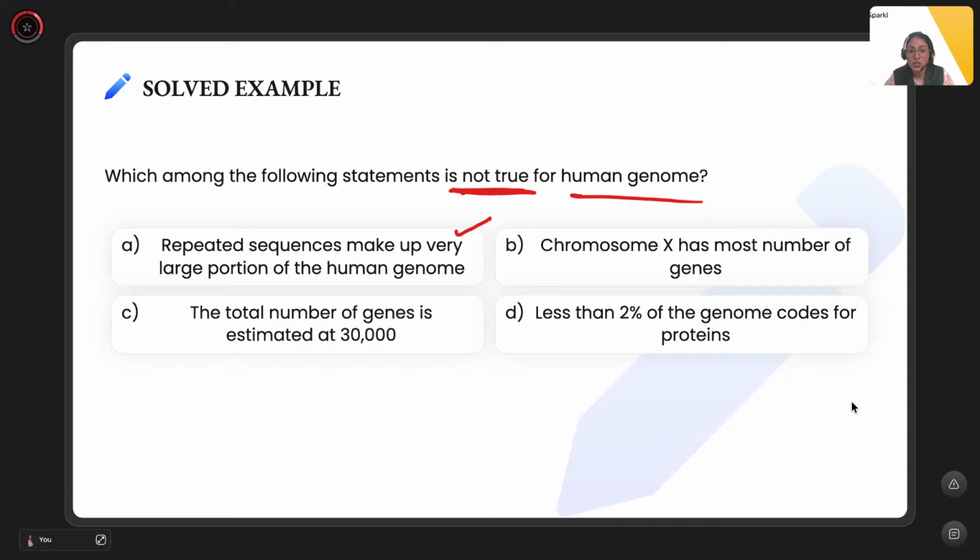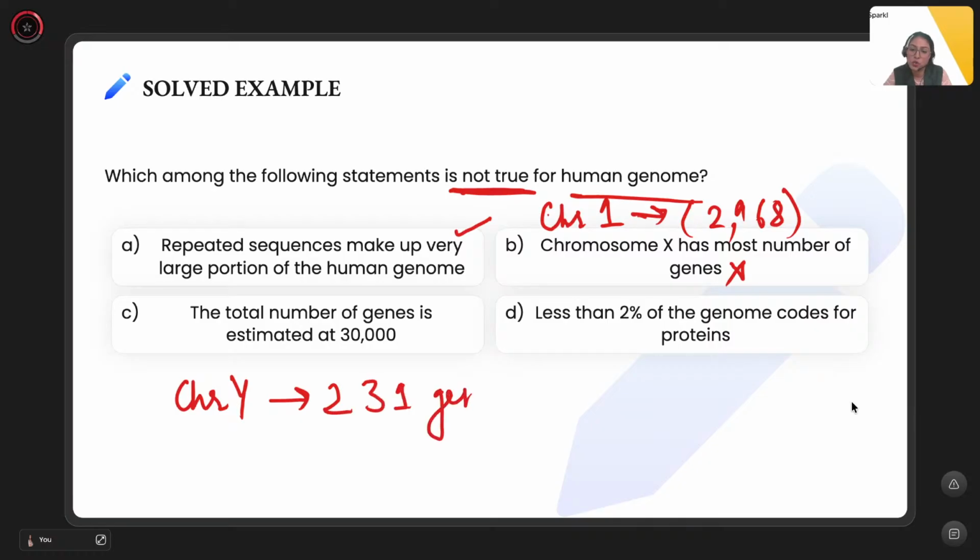If you look at option B, here it says chromosome X has the most number of genes. Now beta, here chromosome X does not carry the most genes. It is chromosome 1 which carries the most genes, 2968 genes. And if I talk about which chromosome carries the fewest genes, that is chromosome Y. It has the fewest genes, 231 genes only.